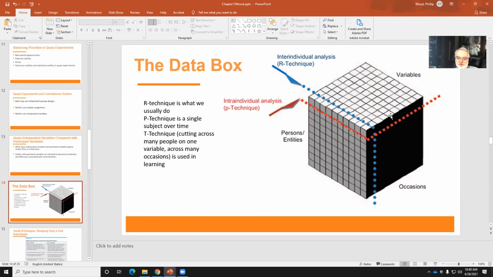There's a third option here. I see I'm getting out of time, so I will talk about that. It's also possible for us to take one variable, say this one here, across lots of people, across many measurement occasions. That's called a T-technique study. And generally speaking, when we're looking at how one variable is changing across lots of people, across many measurement occasions, you're looking at a learning study.